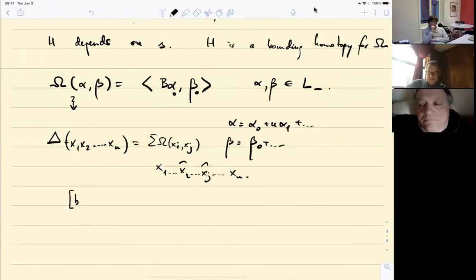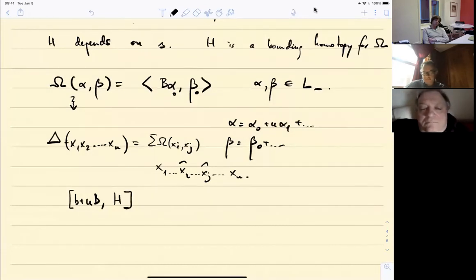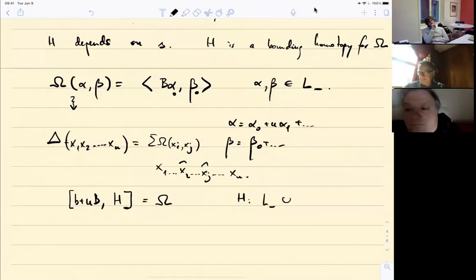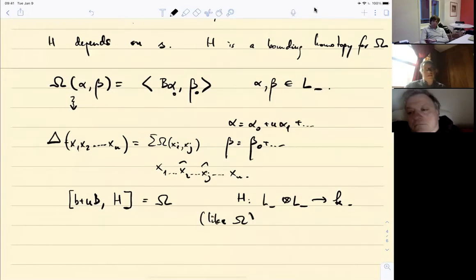It means that B plus U big B, the commutator with this operator H, is omega. So H itself is an operator that goes from two copies of L minus into K, into the ground field, just like omega. It's just that it has one extra homological degree and the boundary of it is omega.